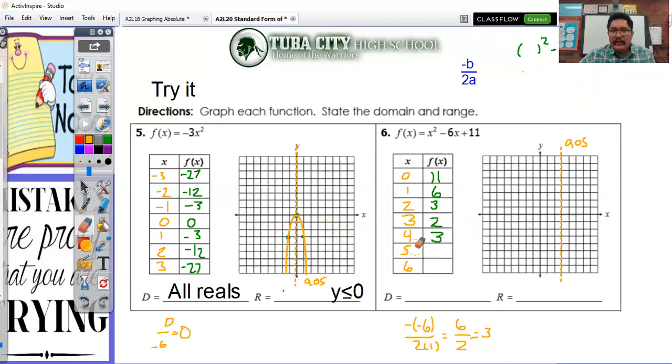Let's go ahead and put 5 in there. So 5 is going to be replacing in for x. 5 squared is, 5 times 5 is 25, minus 30 plus 11, because 6 times 5 is 30, and it's going to be minus. So 25 minus 30 is going to be negative 5. Negative 5 plus 11.